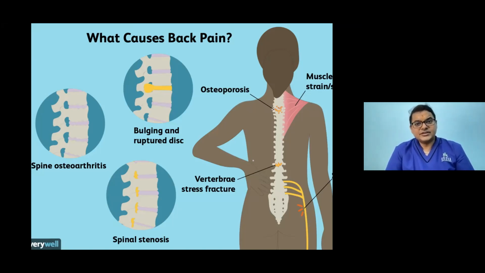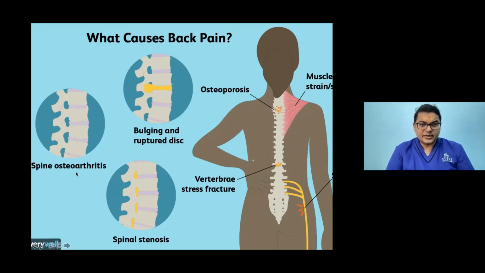I often tell patients X-ray is good for the bones or the vertebral bones, but the MRI will show the bones, will show the discs, will show the nerves, which is this part, and to some extent will show the muscles also, whether there's any inflammation in the muscles.